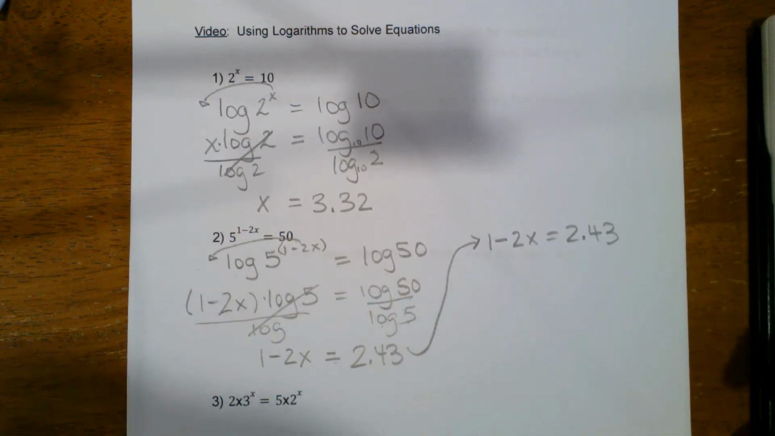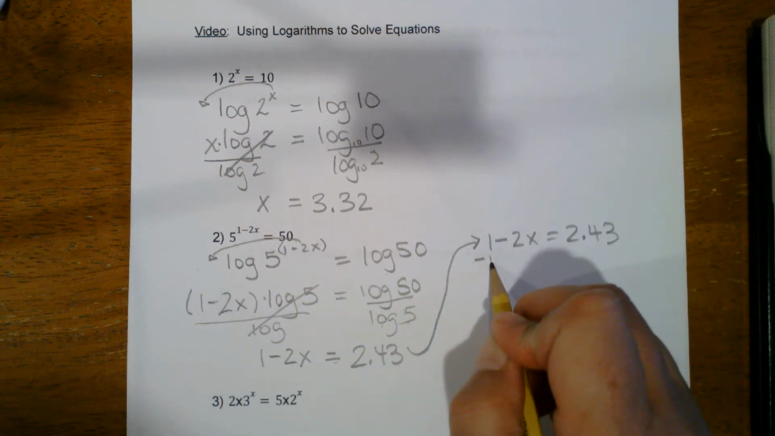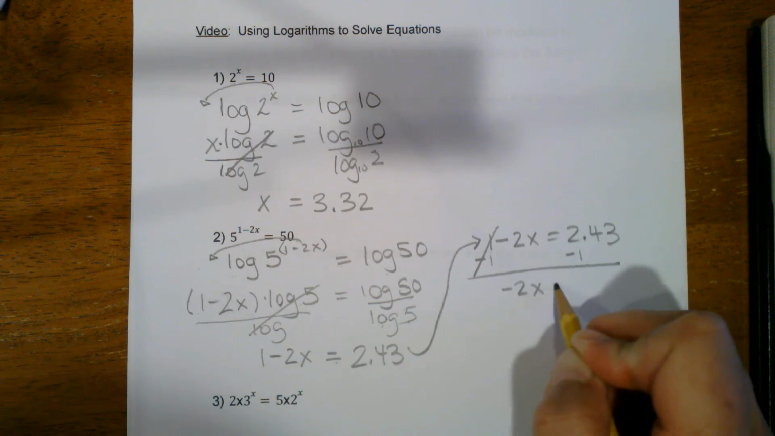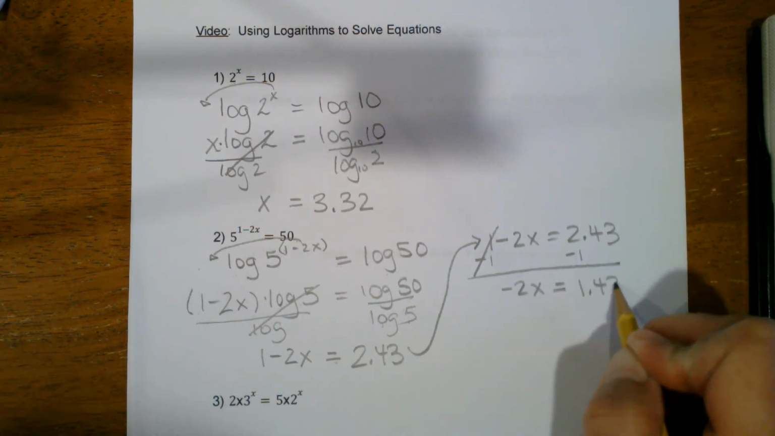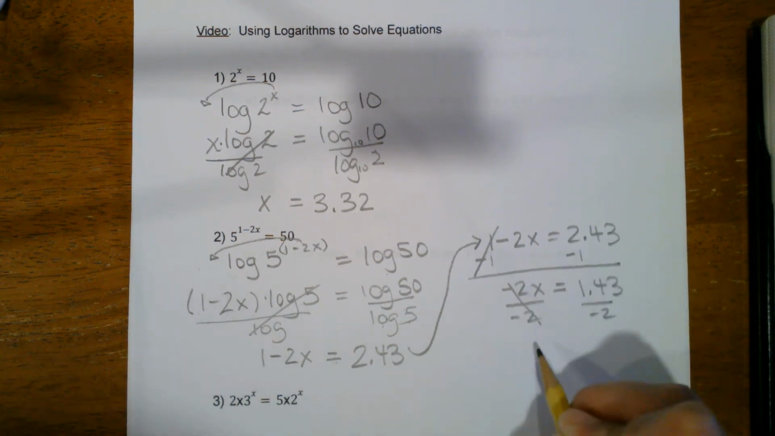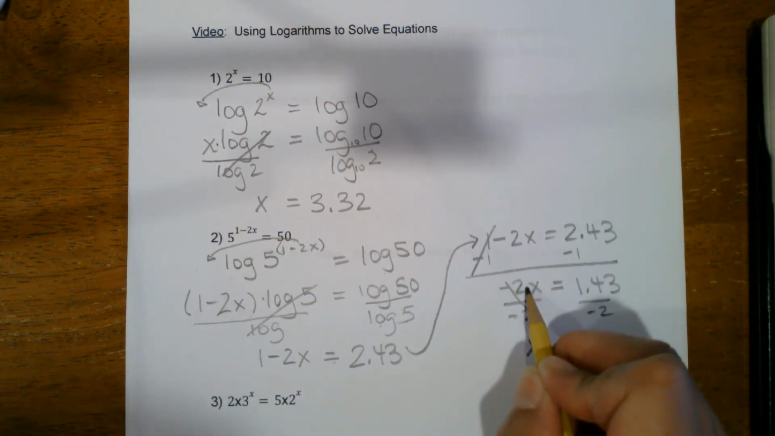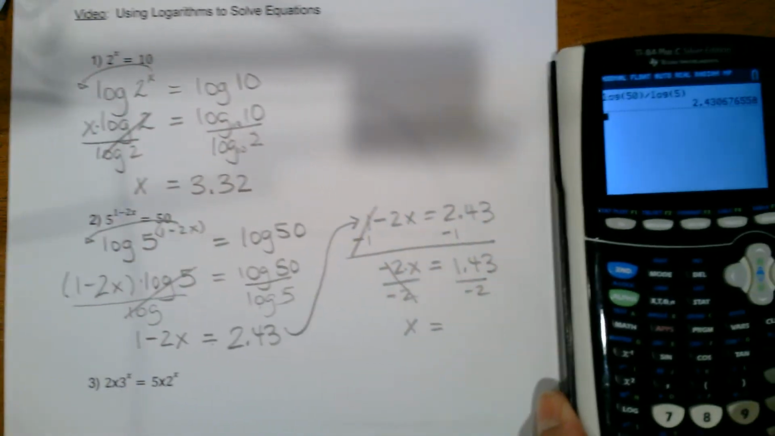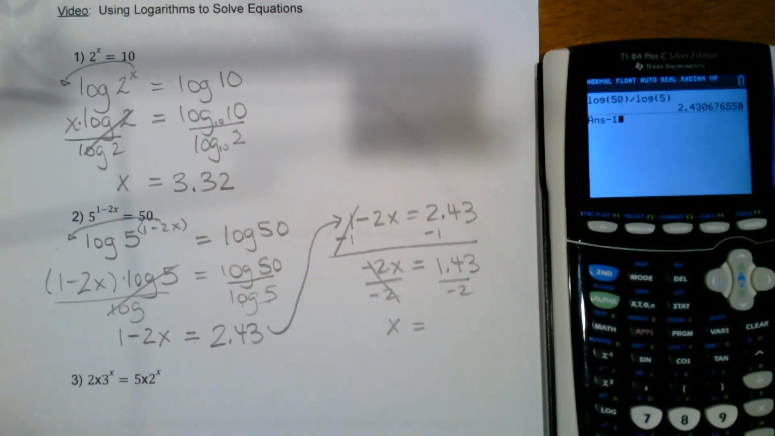So now we just have an equation. We have a two-step equation. Let's subtract 1 from both sides. That's out. I get negative 2x equals 1.43. Let's divide both sides by negative 2, just like we've been doing. Remember, the negative goes with it because this is multiplication, so we're just dividing. So x equals, let's see, this was 1.43, and then let's divide it by negative 2.